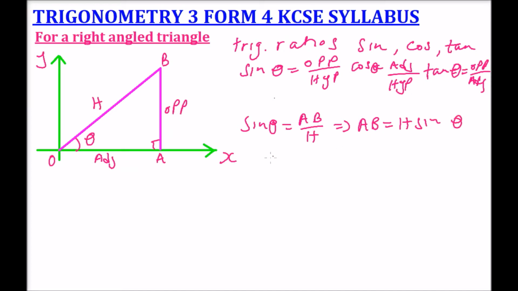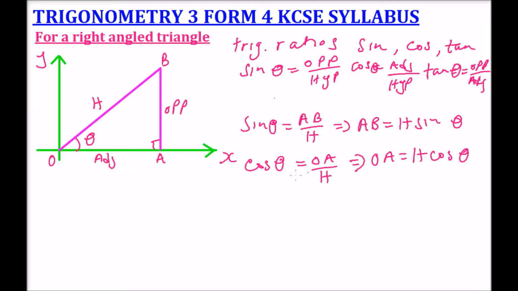theta. Then we have cosine of theta is equal to the adjacent, so we can say it is OA divided by the hypotenuse, which we can say that OA is equal to H cosine of theta. That is when you cross multiply.